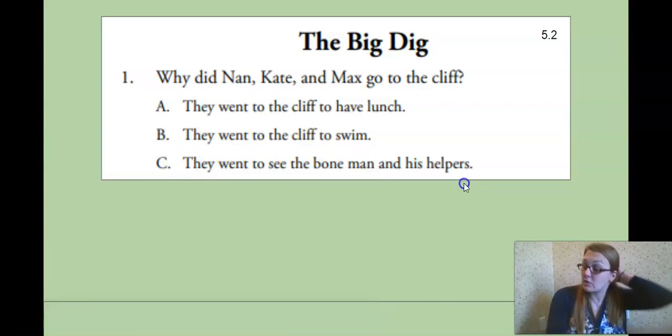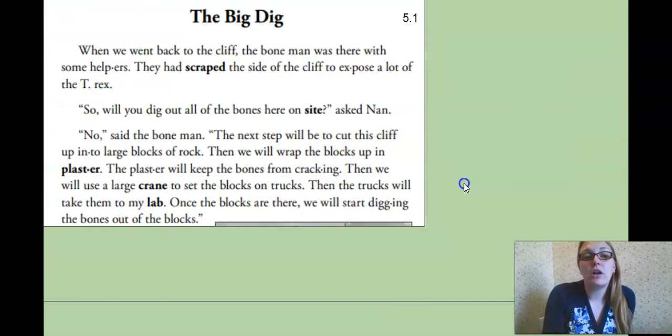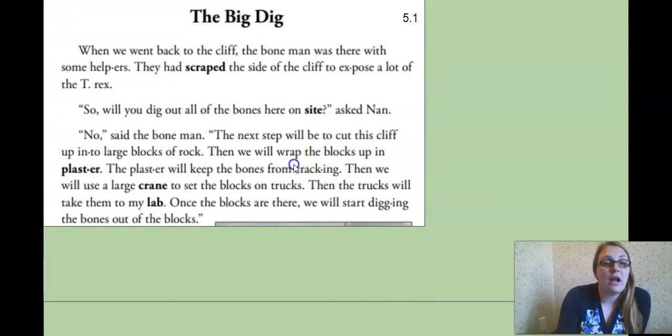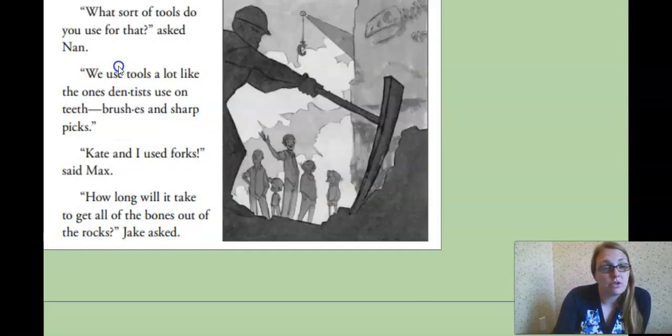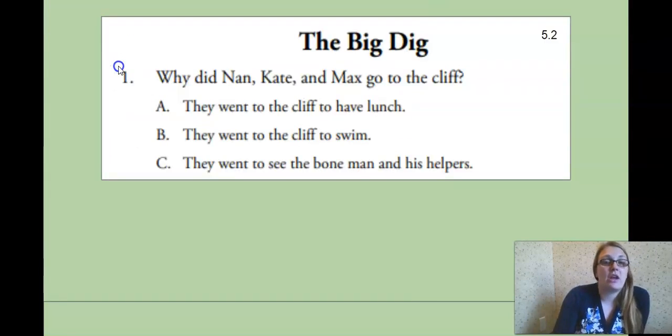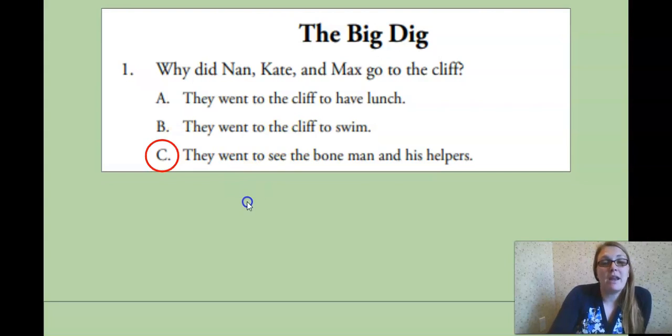Okay, so as always, read all of your choices. Look back in the story if you have to help you remember what happened. When we went back to the cliff, the Bone Man was there with some helpers, and that's when they saw what they were doing. There's nothing in here about swimming or about lunch. So they did not go to have lunch. They did not go to swim. They went to see the Bone Man and his helpers who were digging out the dinosaur.